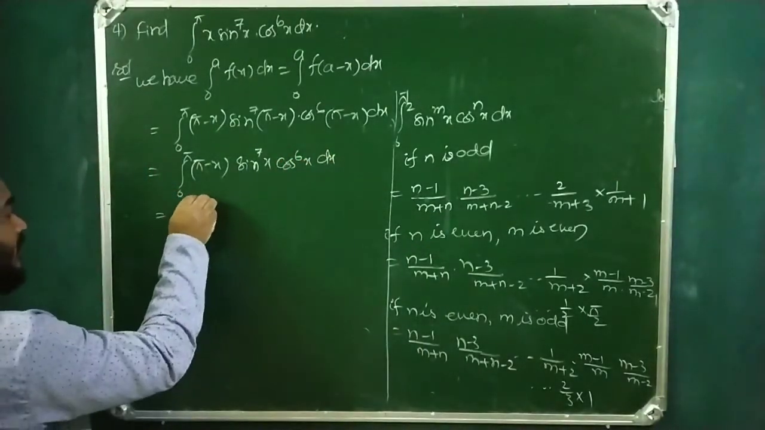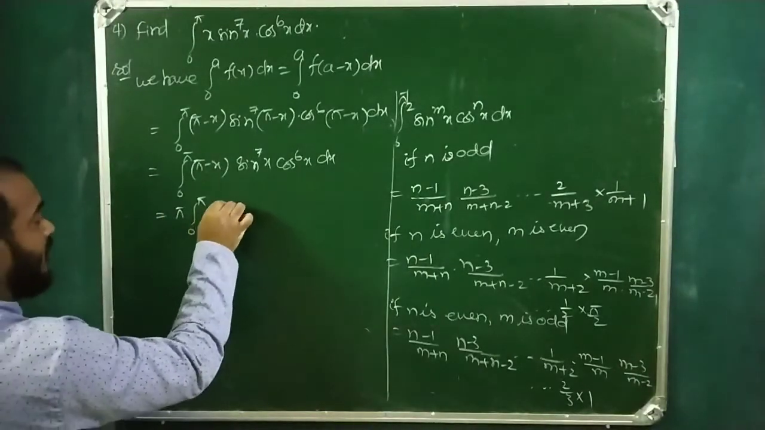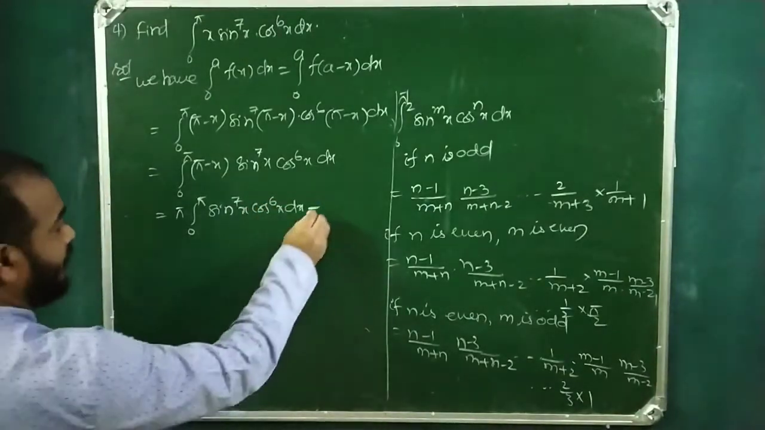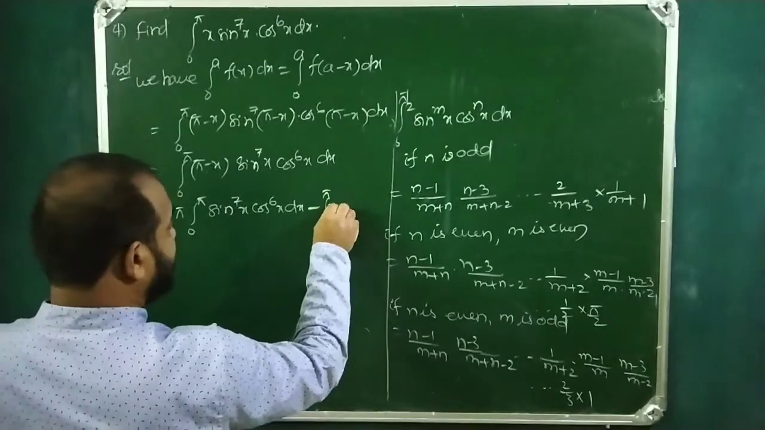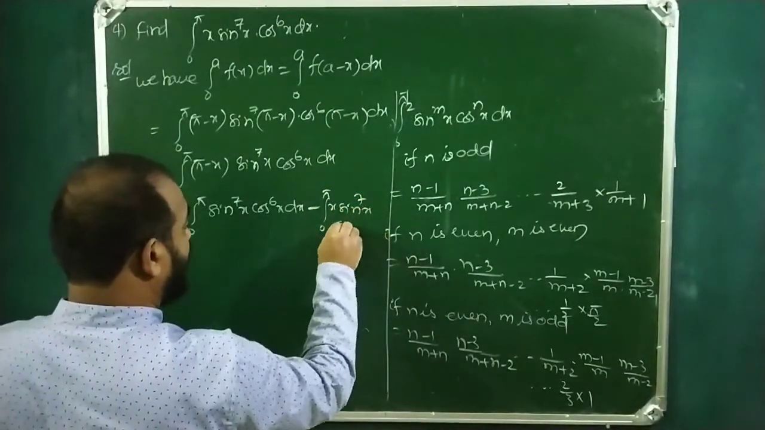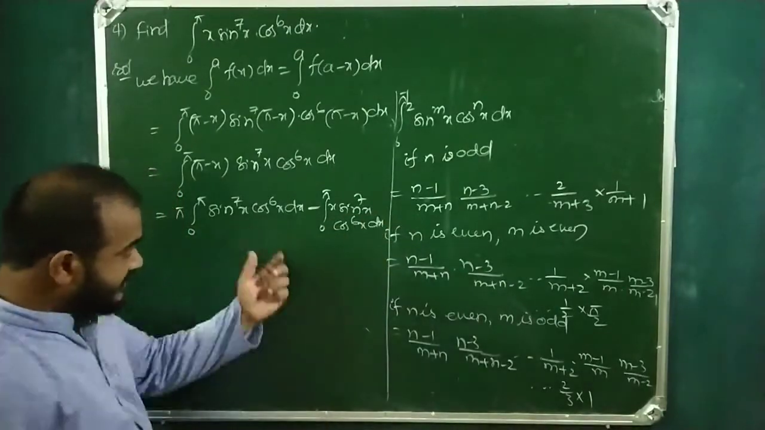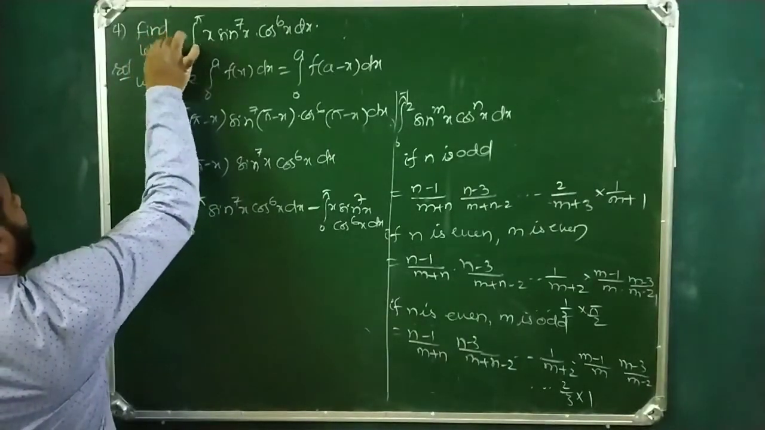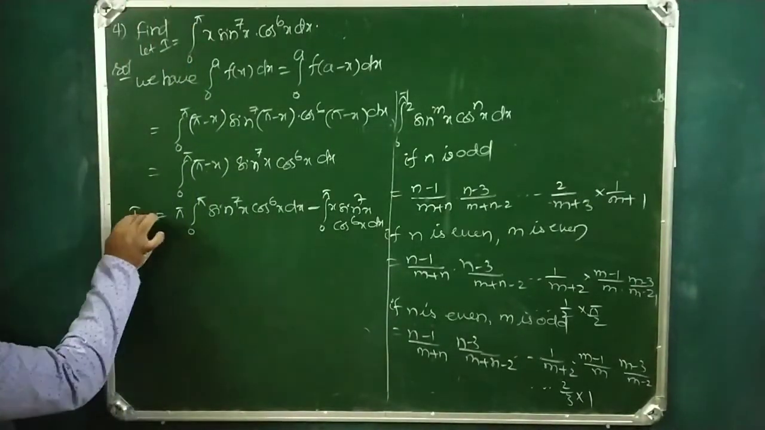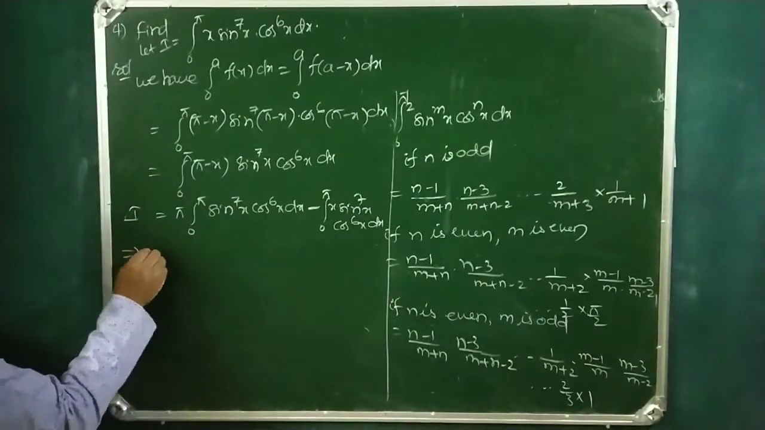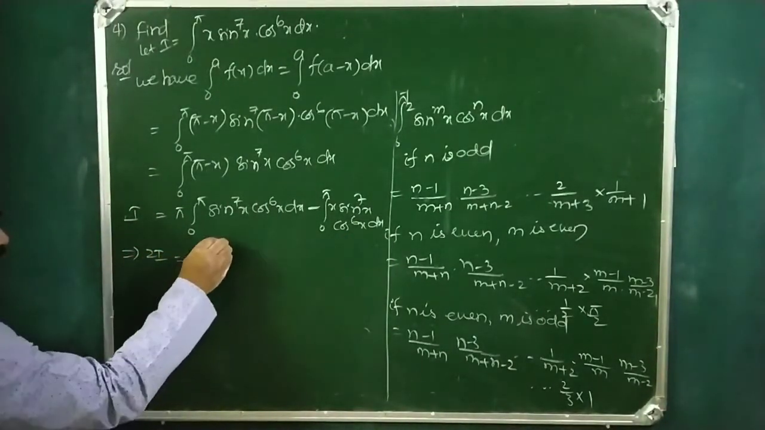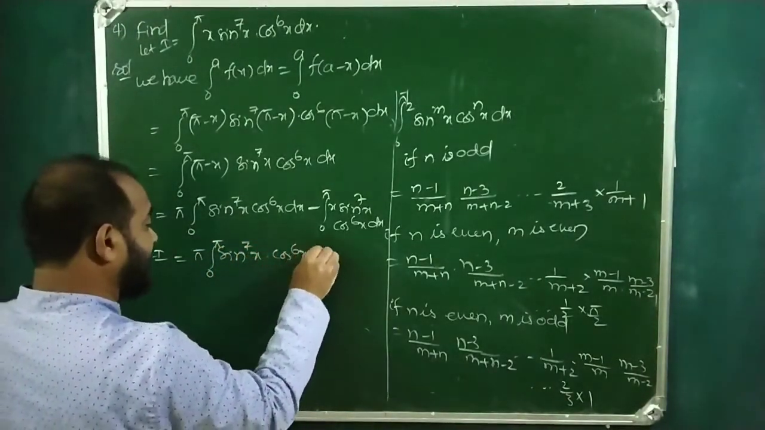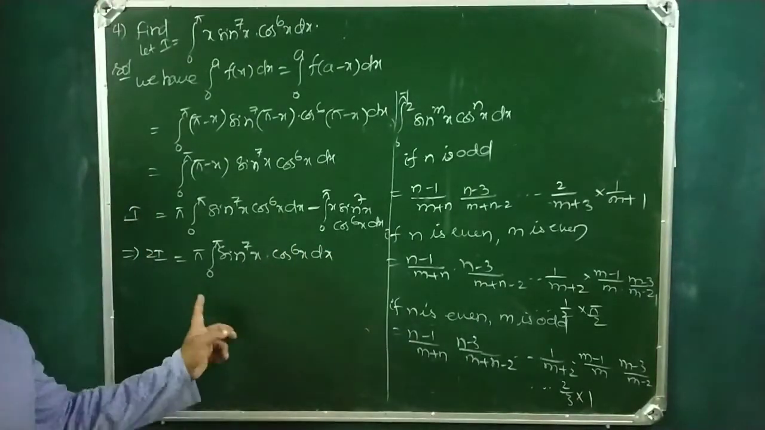So 0 to pi into sine power 7x cos power 6x dx minus 0 to pi x sine power 7x into cos power 6x dx. Since it has come again, so previously let this be I to be taken. This is all I. So this is I. So if you bring here, 2I is equals to pi integral 0 to pi sine power 7x into cos power 6x dx.